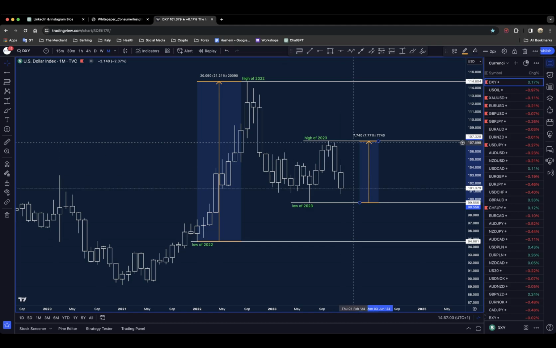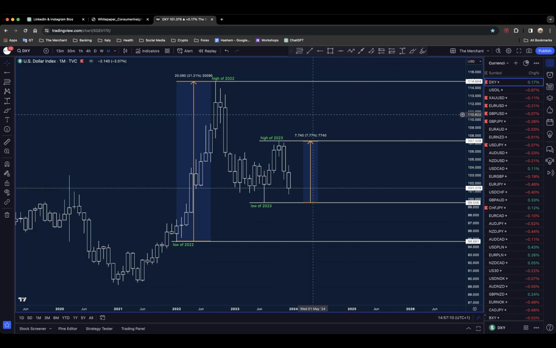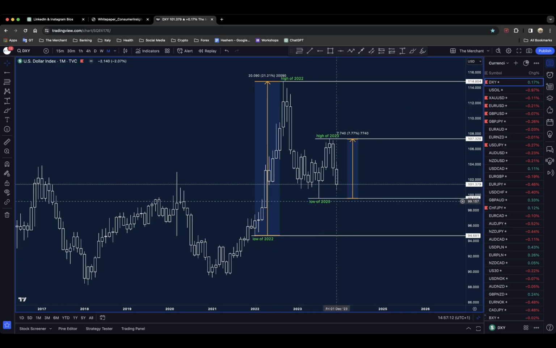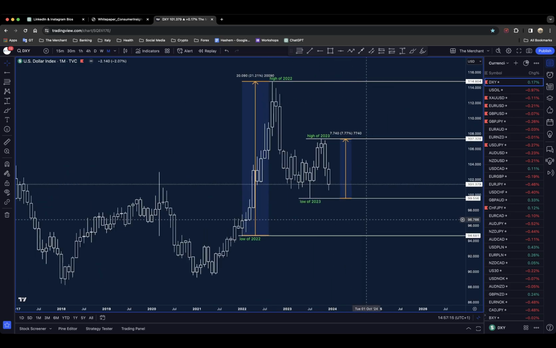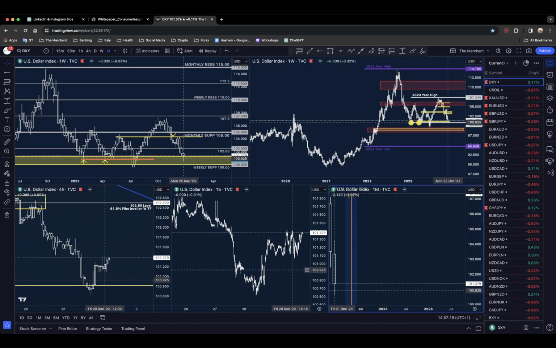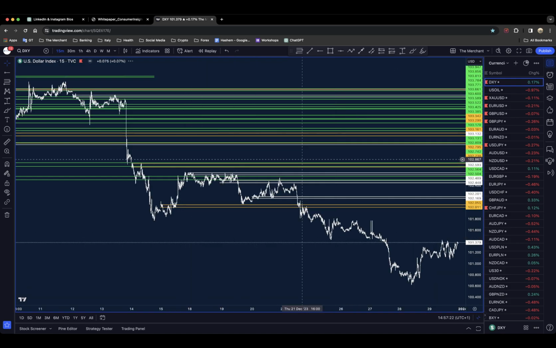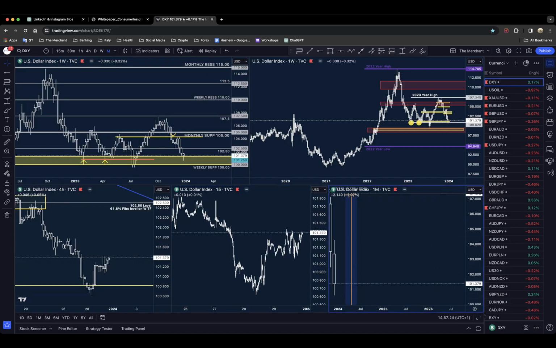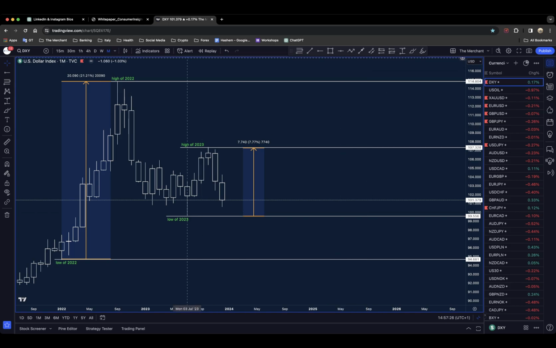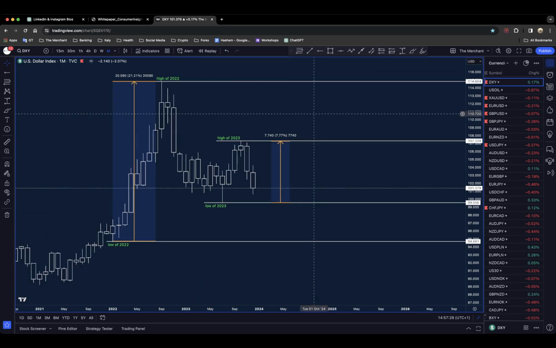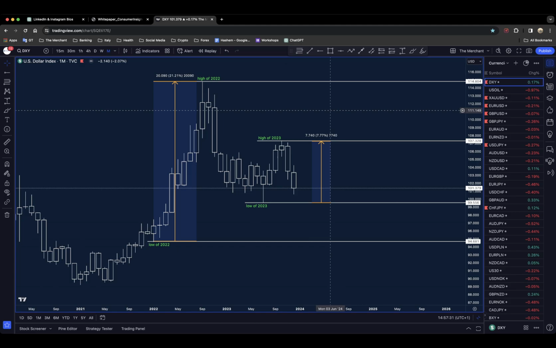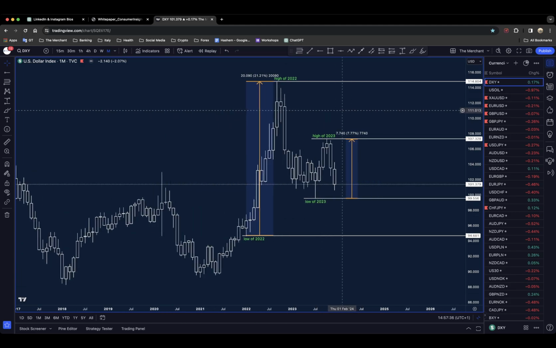So this is simply what we can see for the DXY. Okay, so we can see that, okay, it's clear. And right now, let's go here again, because I would like to simply see what we would expect for next year, okay?